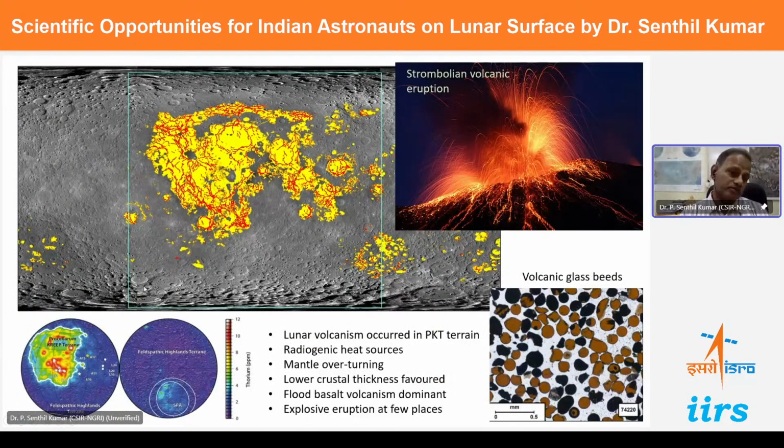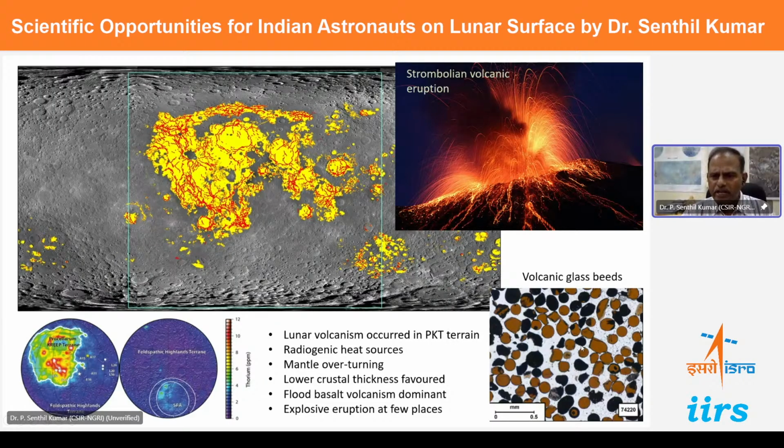Then comes volcanoes. Like you find volcanoes on Earth, you also find volcanoes on the Moon, but they are not active today. Most of the volcanoes formed between 4 billion years ago and up to almost 1 billion years ago. Between 4 and 1 billion years ago, most of the volcanic materials formed. The yellow patches are the volcanic lava flows, basaltic lava flows. We call it mare.